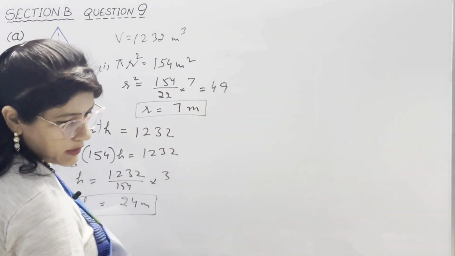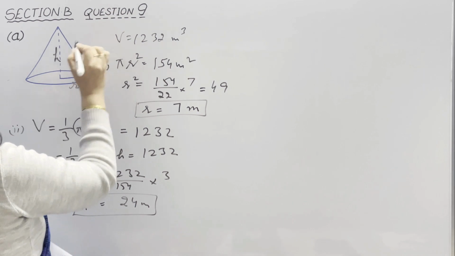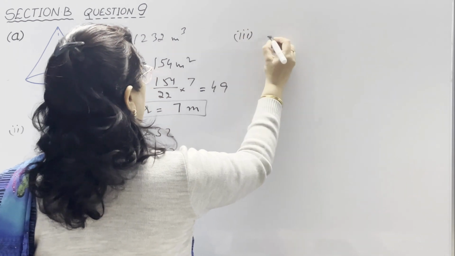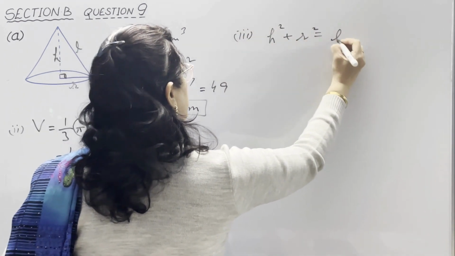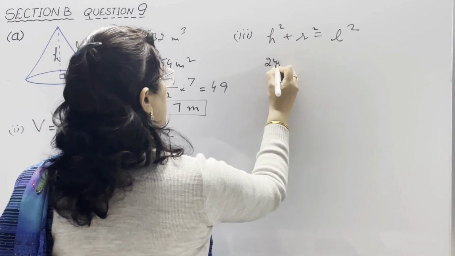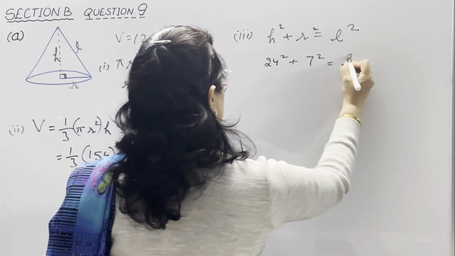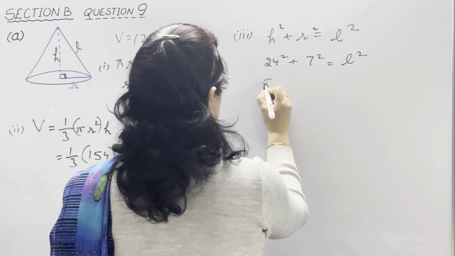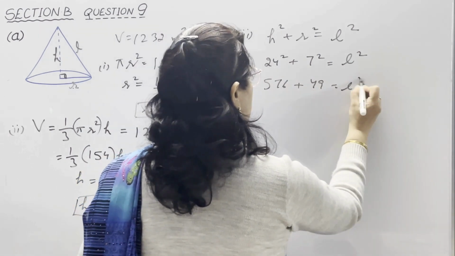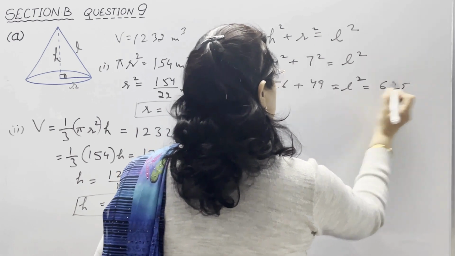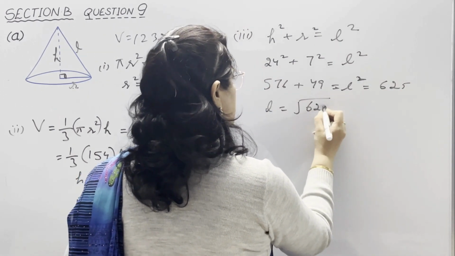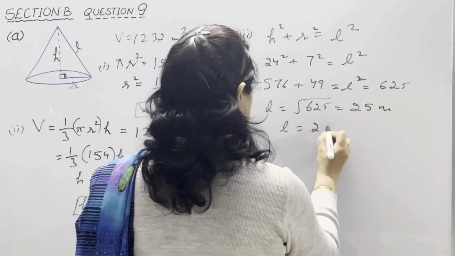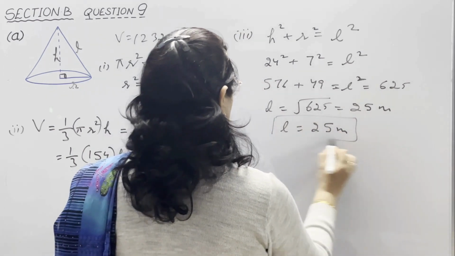Now in the third part, we need to find the slant height of the tent. It means L. So applying Pythagoras theorem here, h square plus r square is equal to L square, the slant height. The value of h is 24 square, the value of r is 7 square, equal to L square. Now 24 square is 576 plus 49, L square is equal to 625. So L is equal to under root 625, which means 25 meter. So slant height of this tent L is equal to 25 meter. This is the answer of the third part.